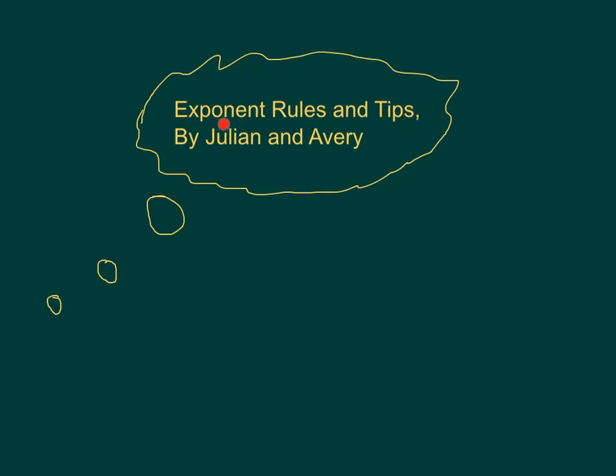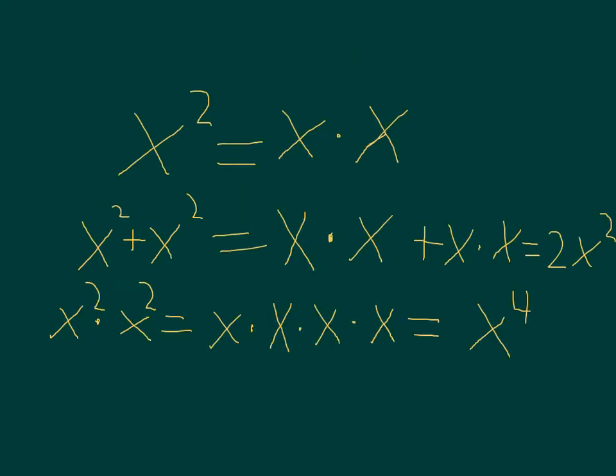Okay, so these are Exponent rules and tips by Julian and Avery. So first of all, what you see here is a base and an exponent. Julian, go to the base of the thing. That's the base, and then up to the right is the exponent. So what this means when you see a number with an exponent is that you're going to have that number multiplied by itself the amount of times that the exponent dictates.